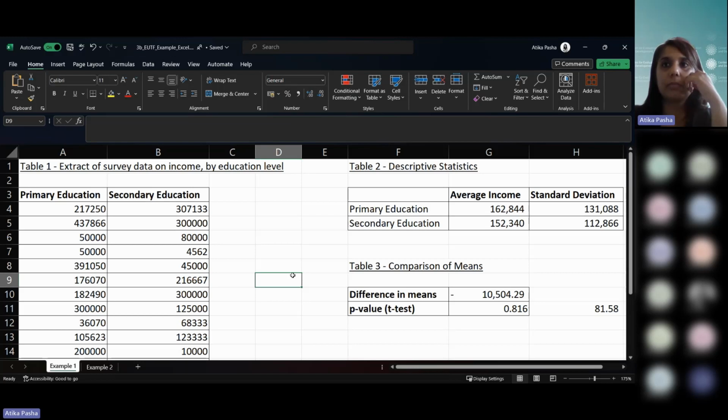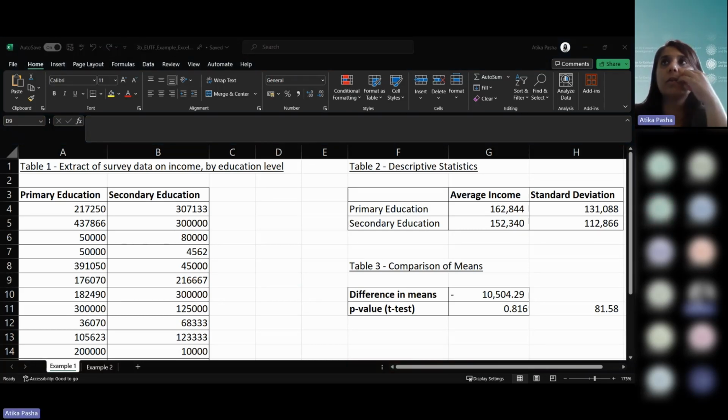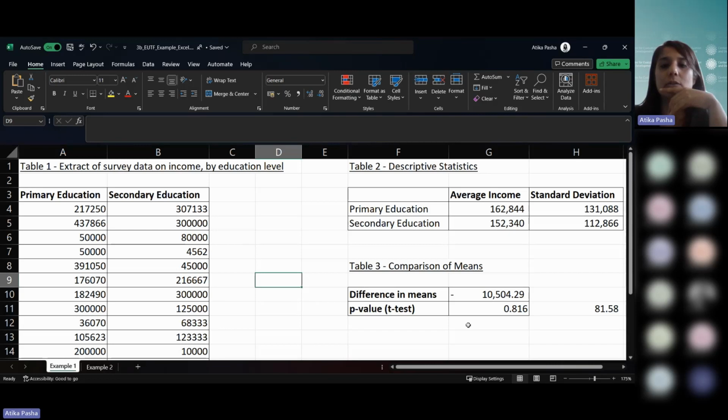Atika, we have a little request in the chat. Could you kindly repeat the t-test calculation? Yes, I can do that. Yes. So I hope you can see my screen.